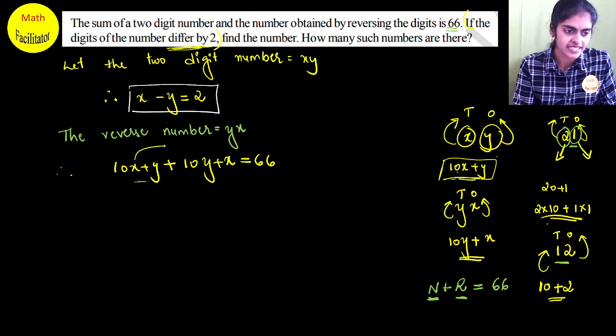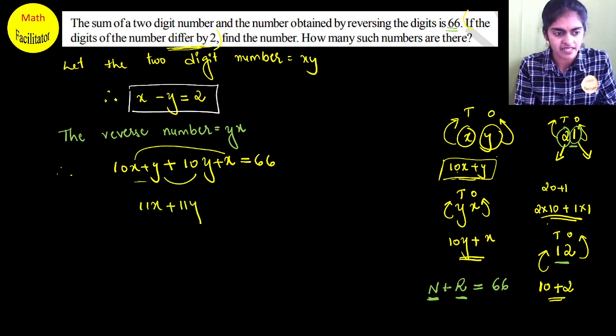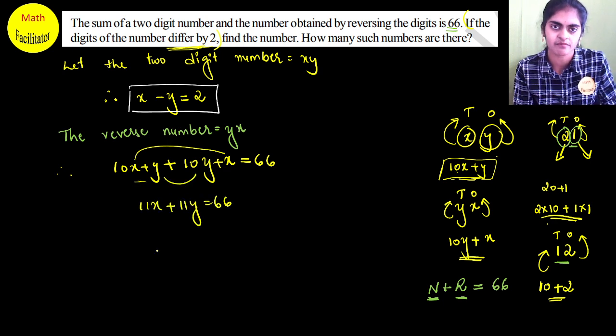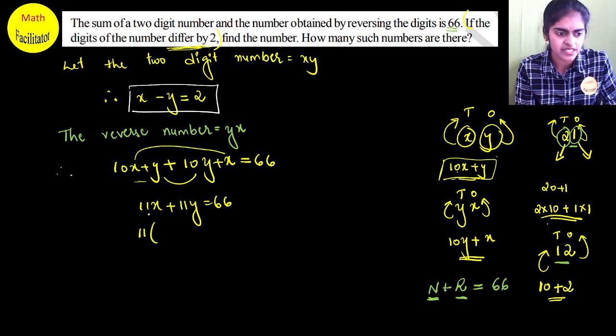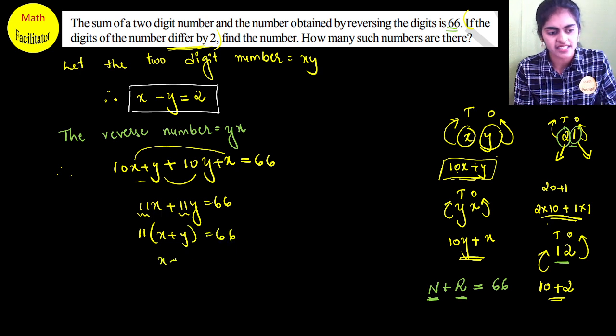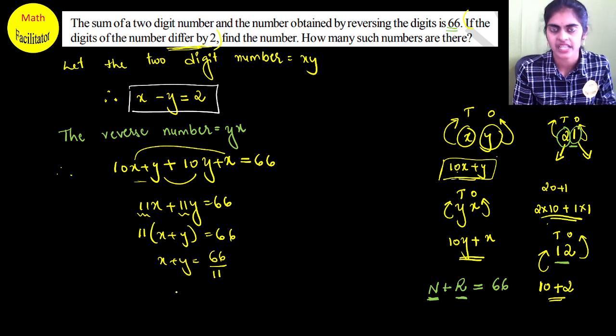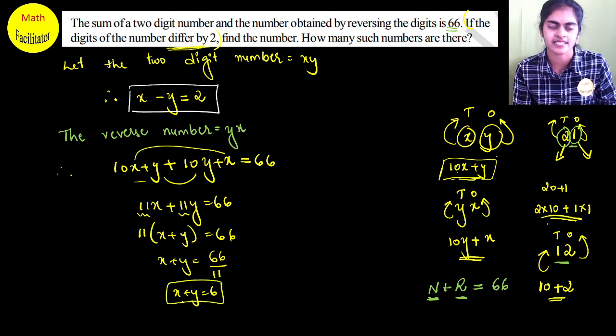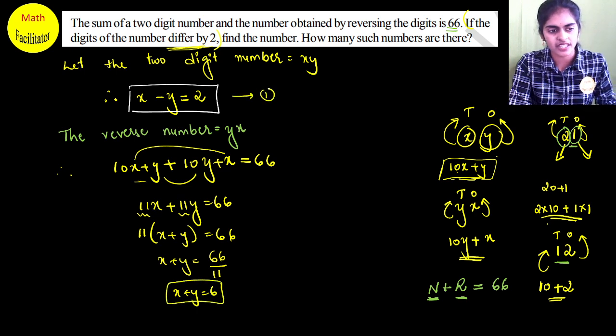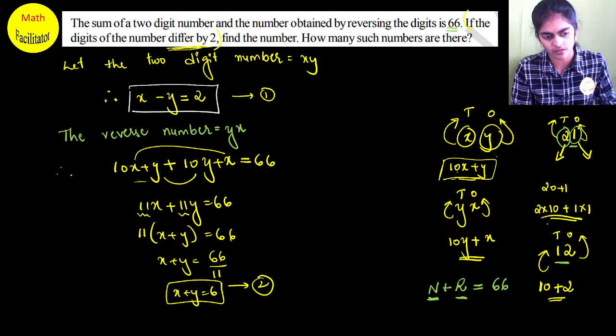Now see, 10x plus x, 11x, plus 10y plus y, 11y, is equal to 66. Now 11 is common from these two. So I get 11 times x plus y equal to 66. I can transpose 11 to the other side, so it becomes division. So x plus y equals 66 divided by 11, and 11 sixes are 66, so cancelling, I get x plus y equal to 6. This was your equation 2.